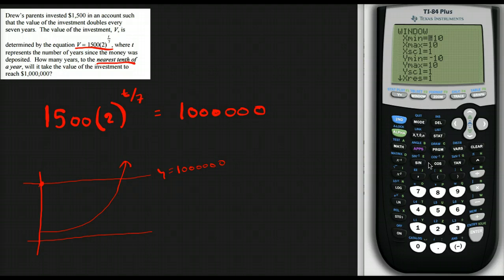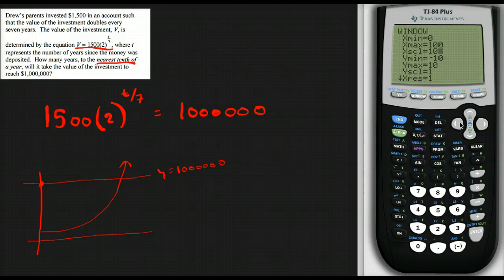So when I go into window, I'm going to change my x-min first. I'm going to start it out at 0. X is my time, right? It represents my time variable. So I'm going to start at 0 years. I don't know how long it's going to take to get to $1 million. It's doubling. It's going to happen eventually. I'm going to go ahead and just set it equal to 100. I'm going to give myself 100 years and see what happens. I can always adjust if I need to.